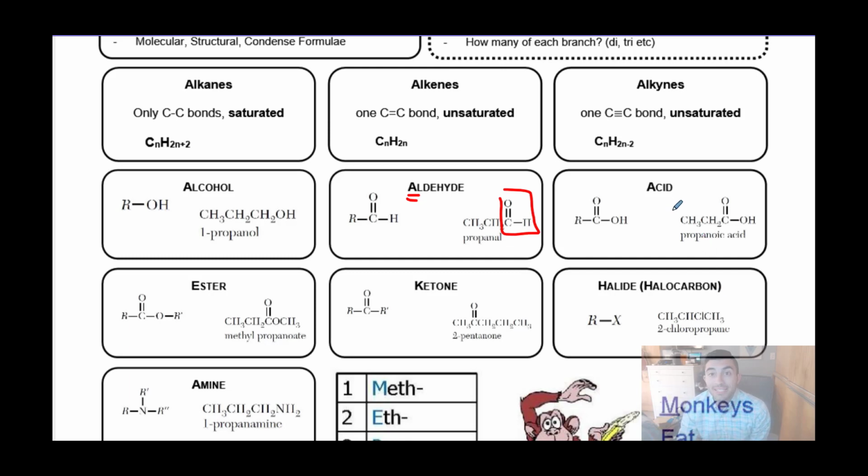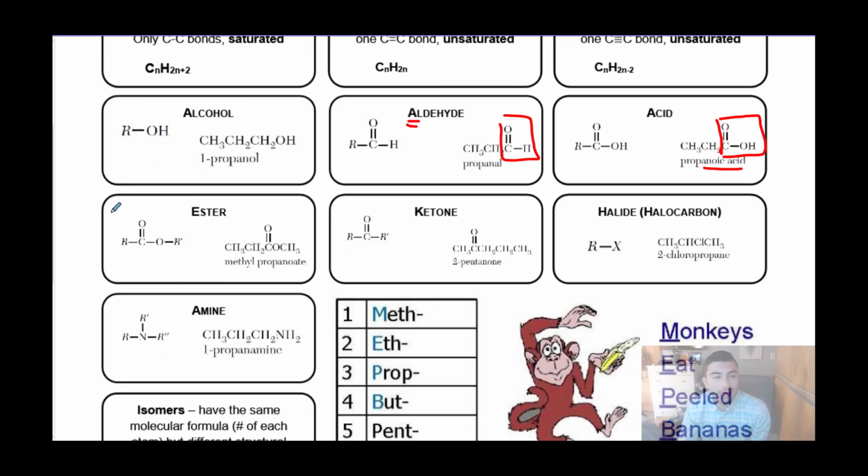We looked at carboxylic acids. Again, like aldehydes, we don't number where this functional group is because it's always going to fall at the end of the carbon chain. This is propanoic acid. Prop from the 3 carbons. Anoic acid is how we end carboxylic acids.